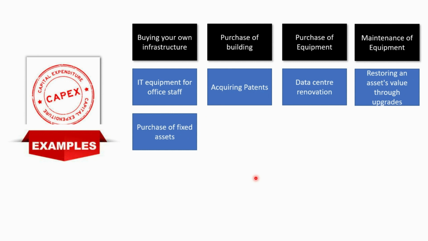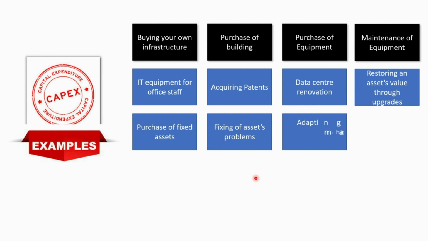Next, purchasing a fixed asset. It may be a building or an infrastructure facility, that all comes under capex. Next, fixing an asset problem. Say, for example, you have a server room that requires regular maintenance and that leads to a big maintenance activity like changing the air conditioning or cooling room, that comes under capital expenditure.